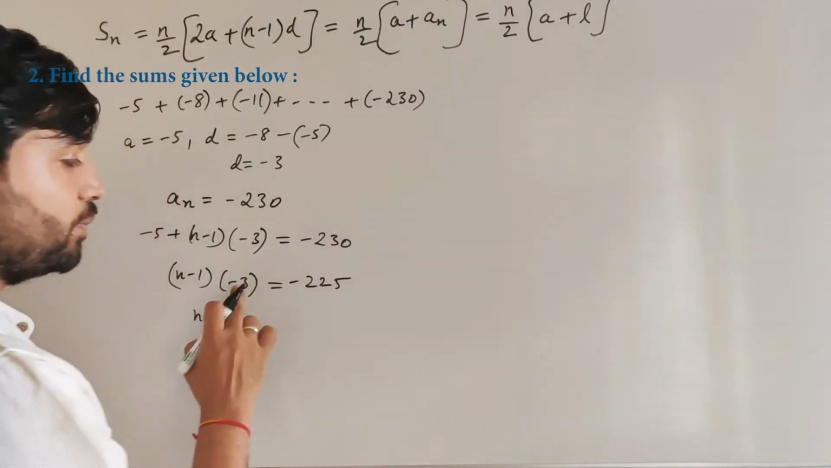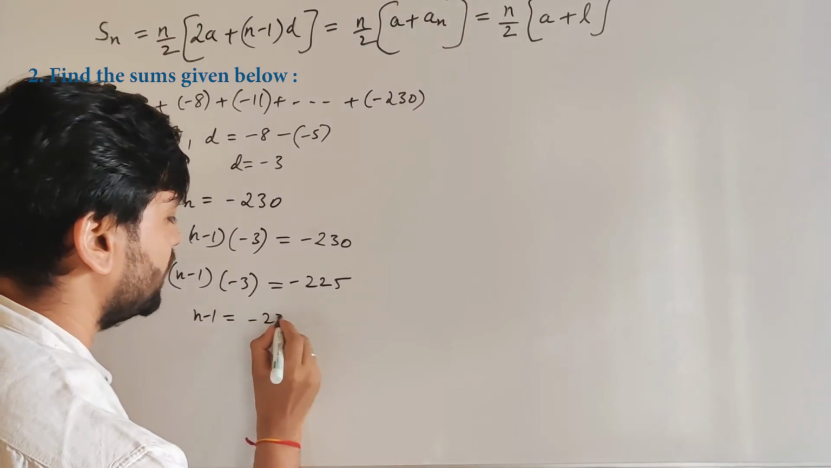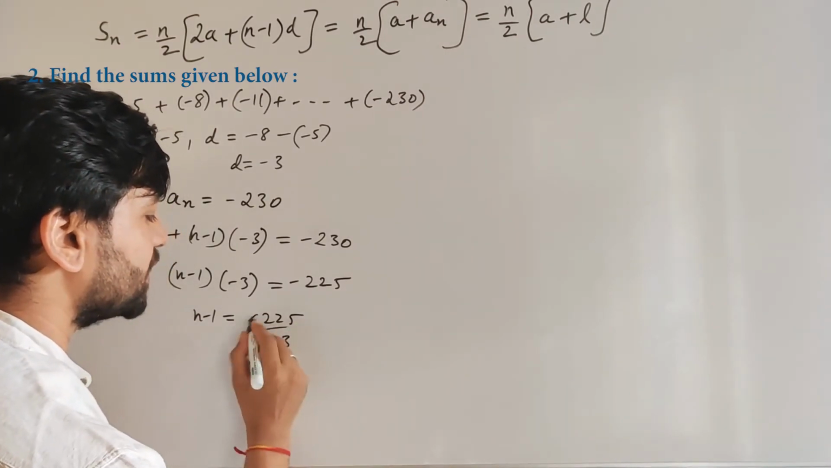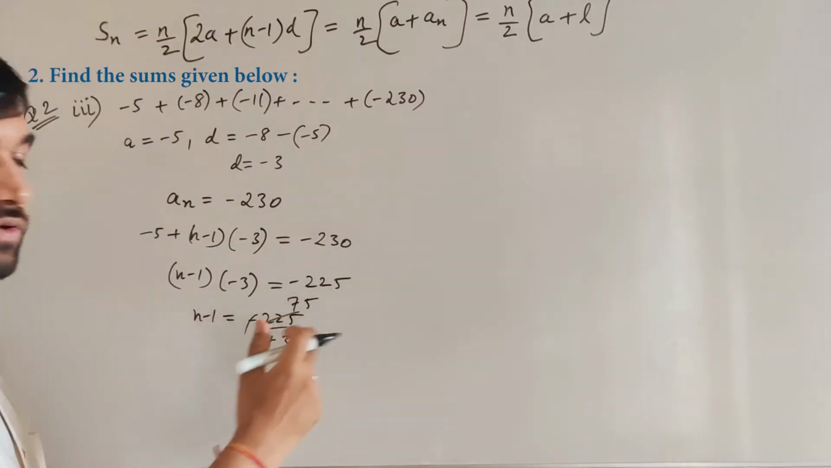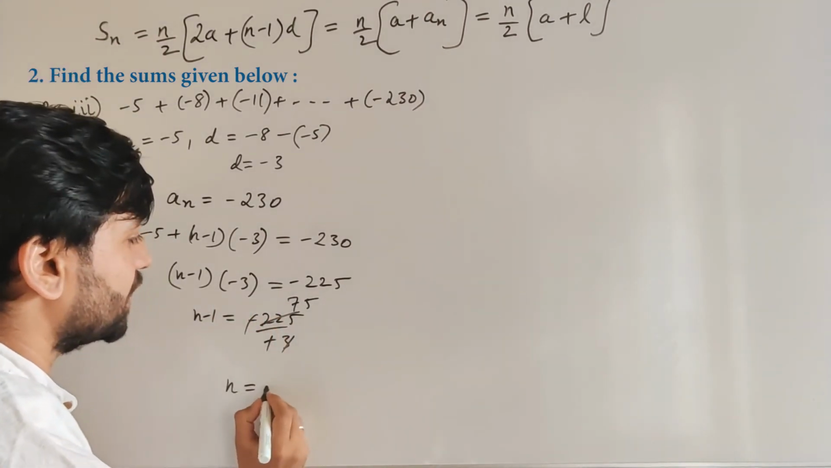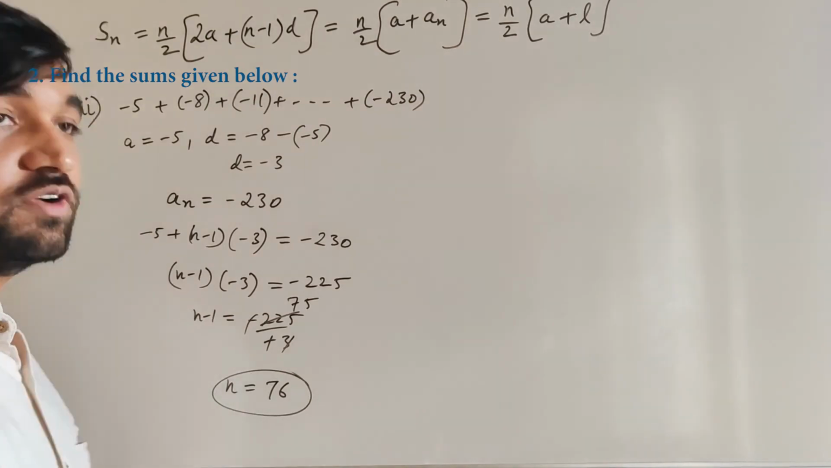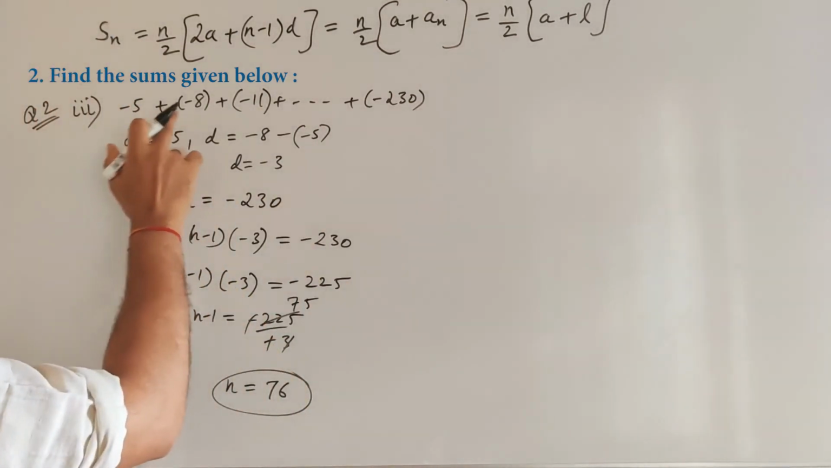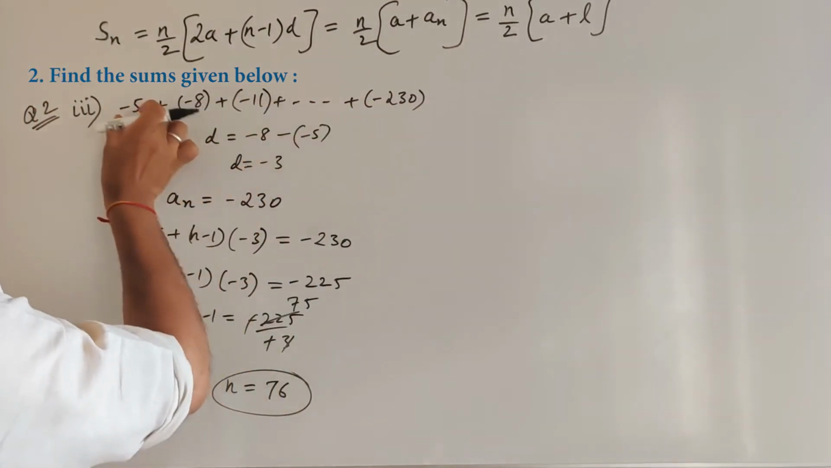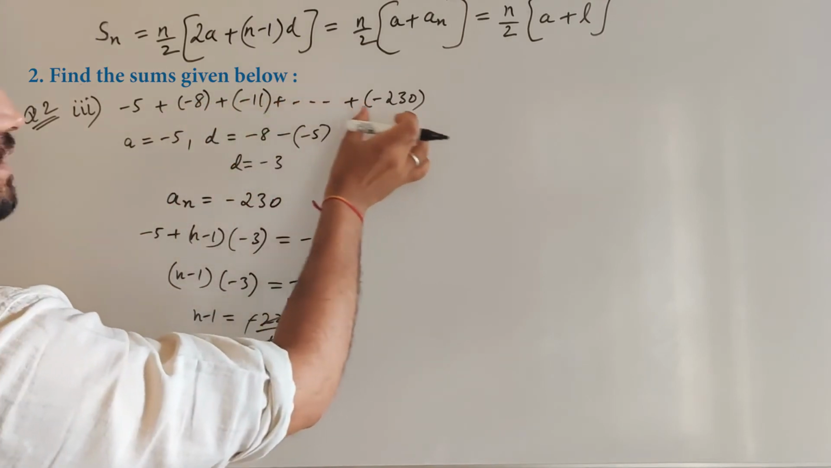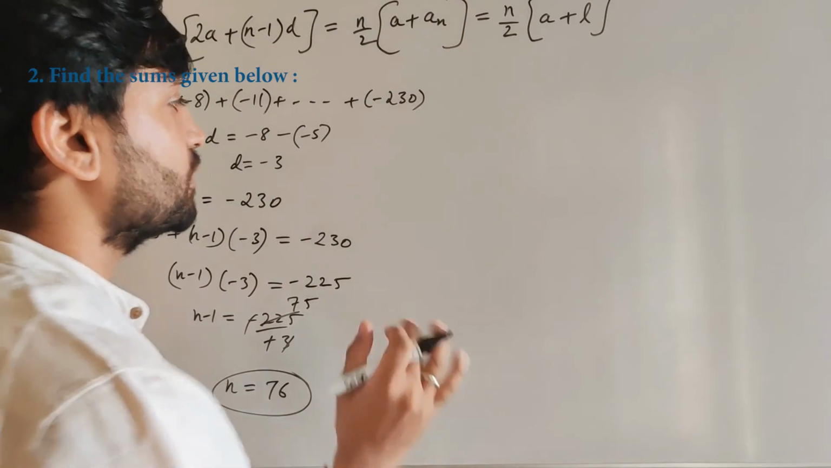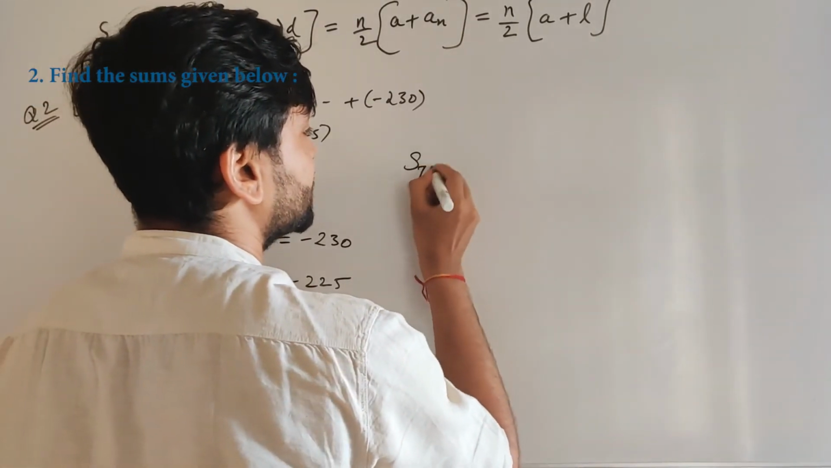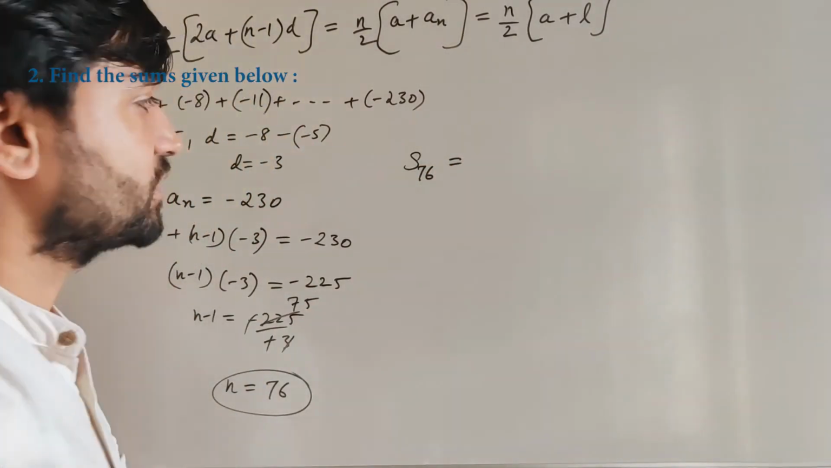So minus 225 by minus 3 we divide. Minus minus cancel, this is 75. So n minus 1 is equal to 75, meaning n is 76. So the number of terms here, 1, 2, 3 like this till minus 230, there are 76 terms. So we are supposed to find the sum of these 76 terms. So S76 is what we are supposed to find.